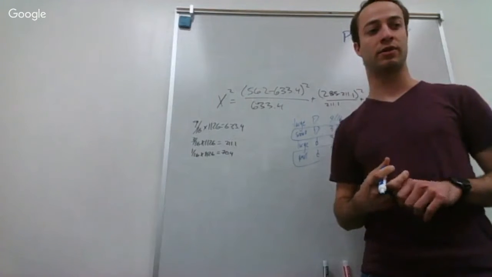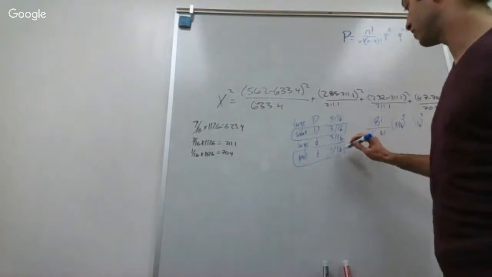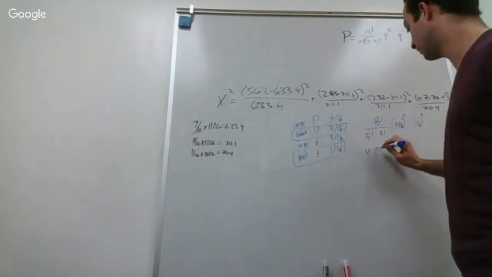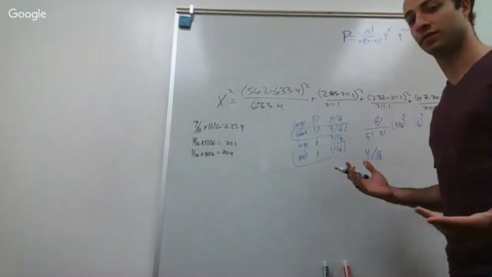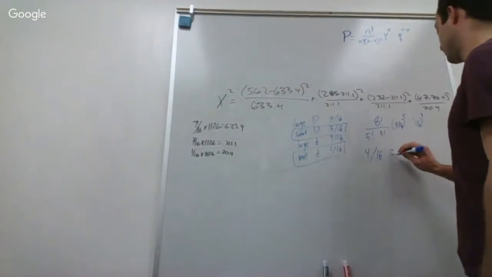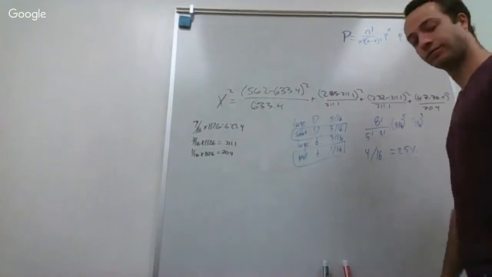And for C, it says, what is the probability that an individual offspring can have a small grin and disappear, or have a small grin and cannot disappear? So you just combine these two, which ends up being 4/16 using the sum rule, which is 25%.